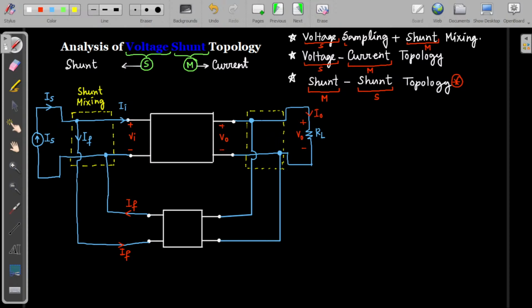This part you can see. So if it is the voltage sampling, then here I can write voltage sampling. So this will be the voltage sampling. What will be the output voltage here?